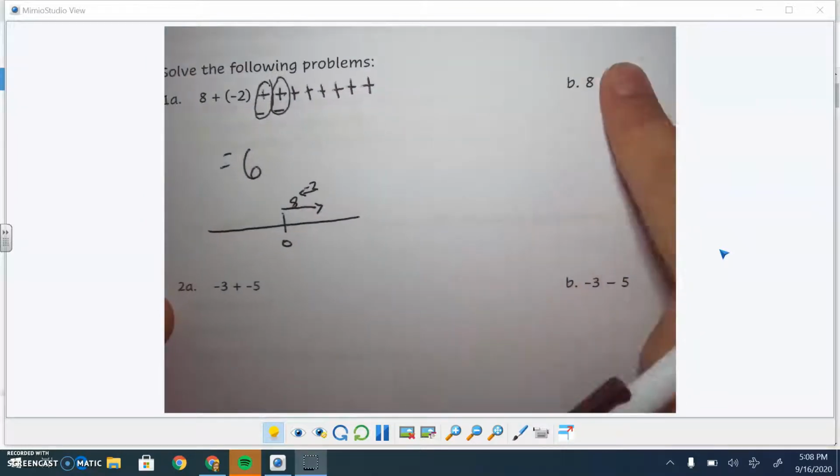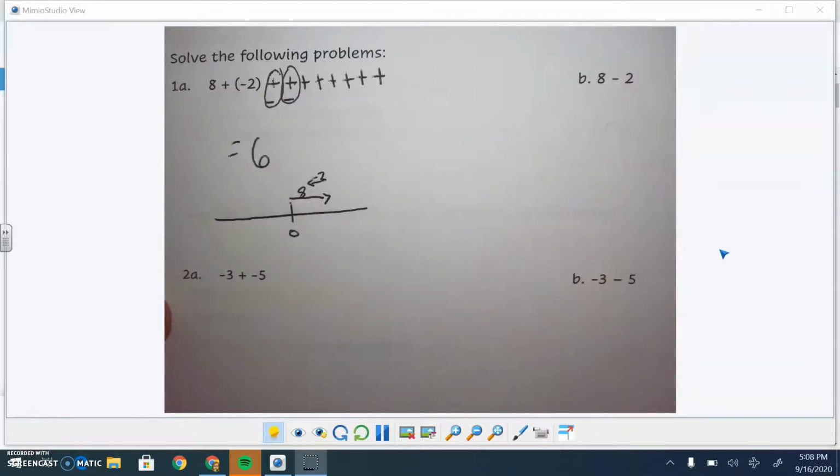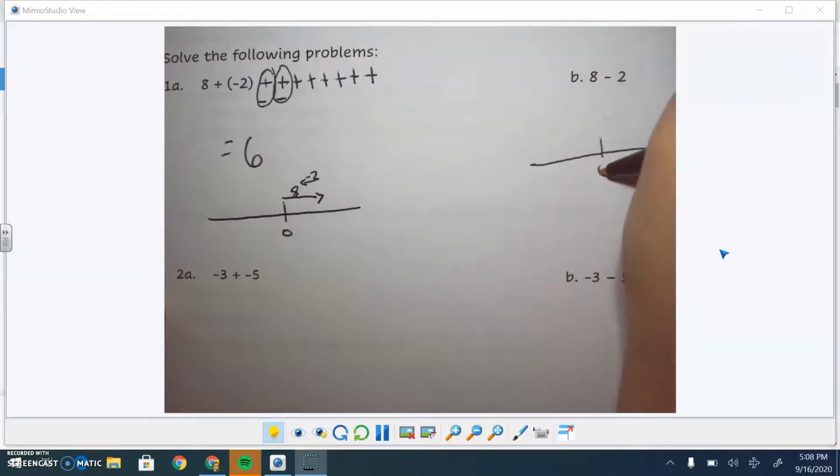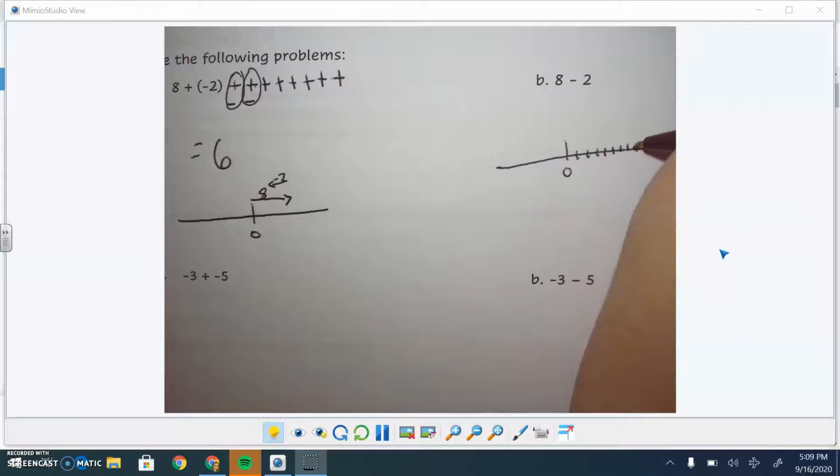Now, when you look at letter B, 8 minus 2, hopefully you know what 8 minus 2 is, right? 8 take away 2. If you look at a number line, you start at 8 and you're taking 2 away, you're moving to the left, and you end up at 6.